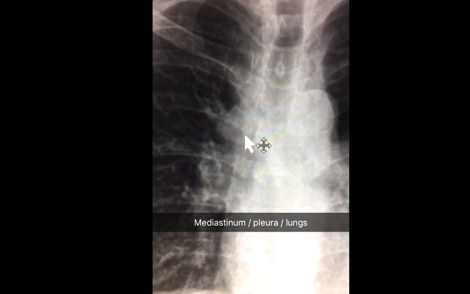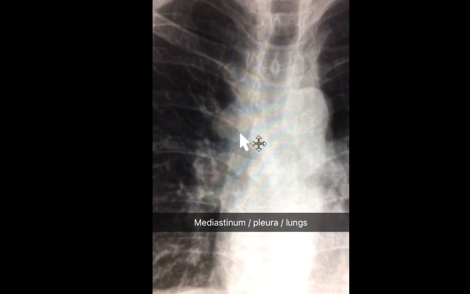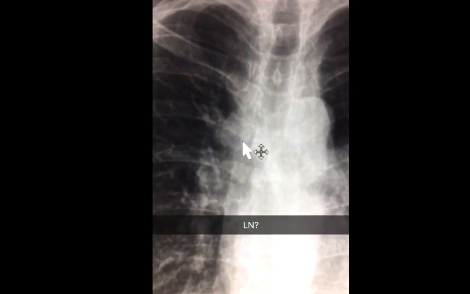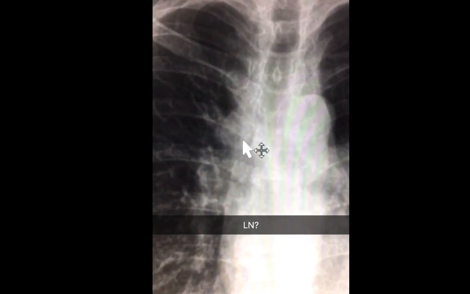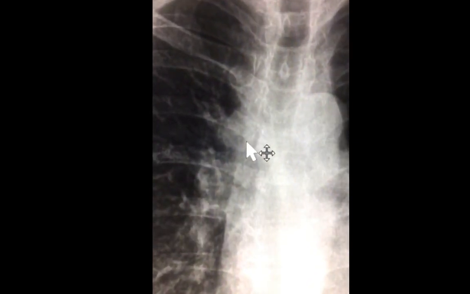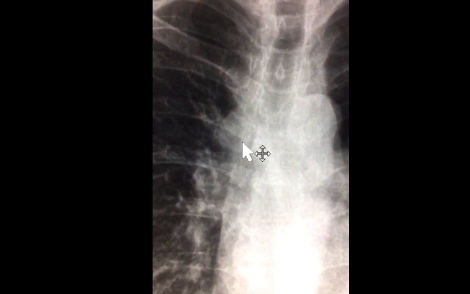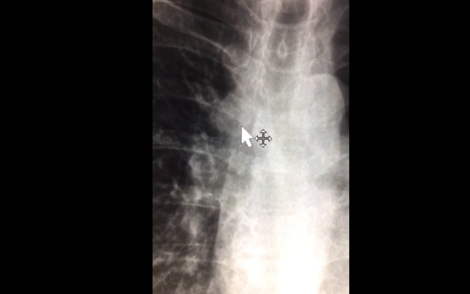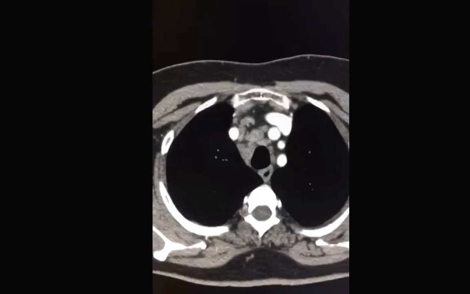Generally speaking, this abnormality could be arising from the mediastinum, from the pleura overlying the mediastinum, or from the lungs. Mediastinal abnormalities would include something such as lymphadenopathy, which could be due to an infection, a neoplasm, or an inflammatory condition. Pleural abnormalities would include pleural metastasis or fibrous tumor of the pleura. And lung abnormalities could be benign or malignant, for example, lung cancer.